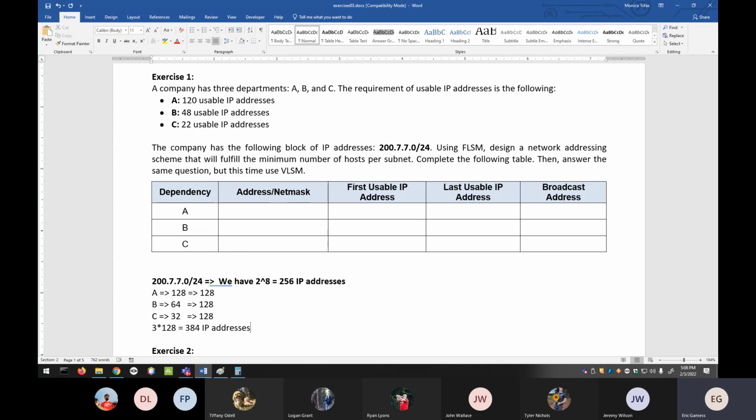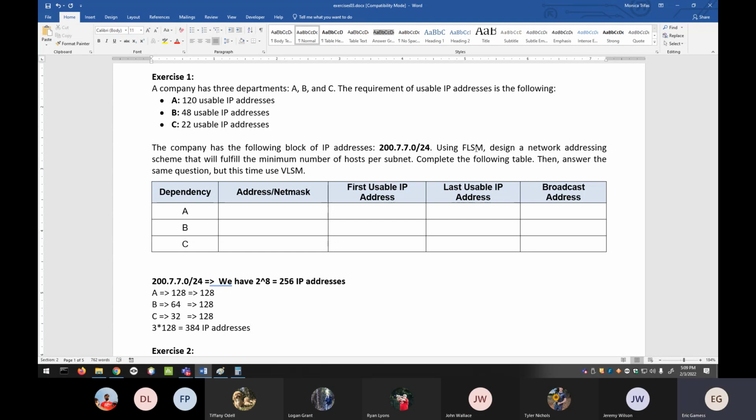No. How many IP addresses do I have? I have 256. So can I resolve the problem if I use subnets of the same size? No, I cannot resolve it because I don't have enough IP addresses. So it will not work if you use a fixed length subnet mask. There is no solution with a fixed length subnet mask. If all the subnets have the same size, I don't have enough IP addresses to resolve the problem.